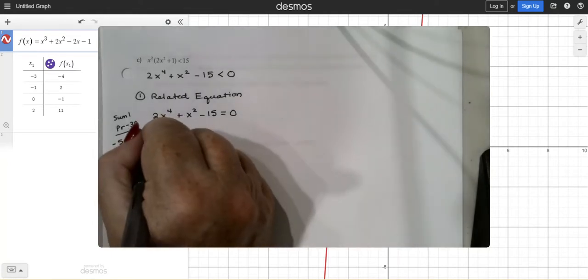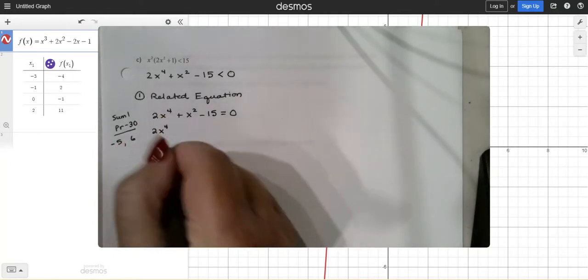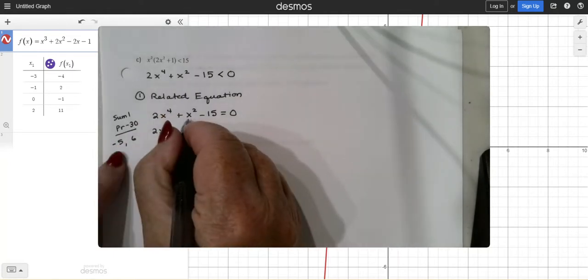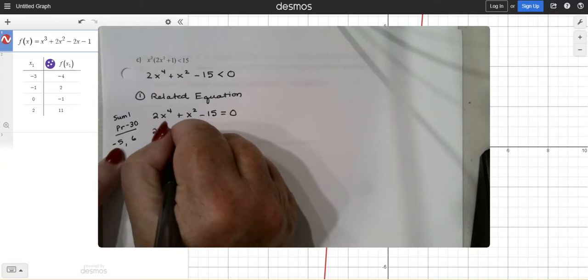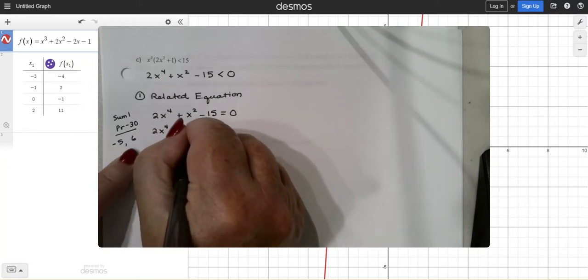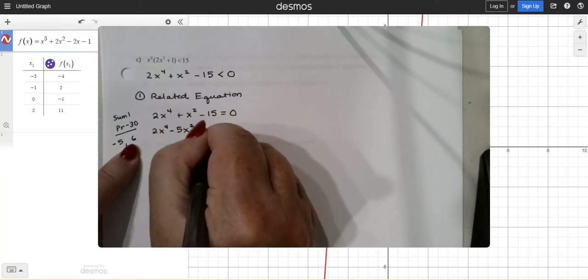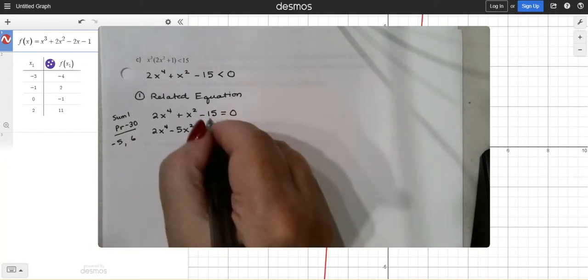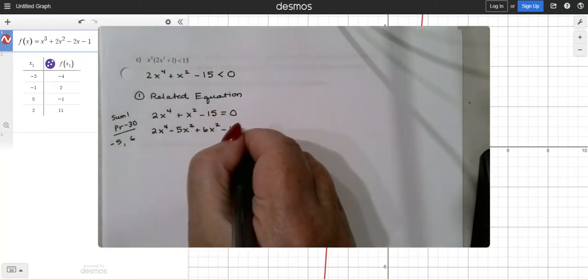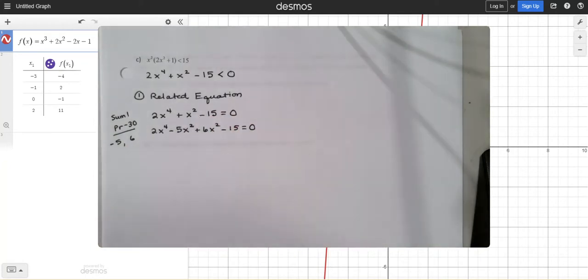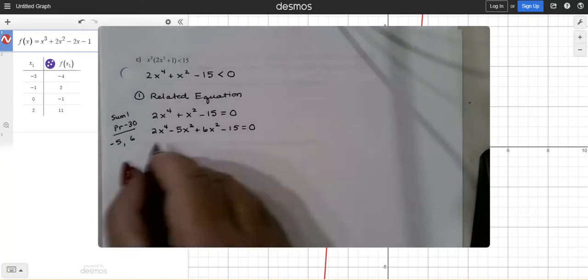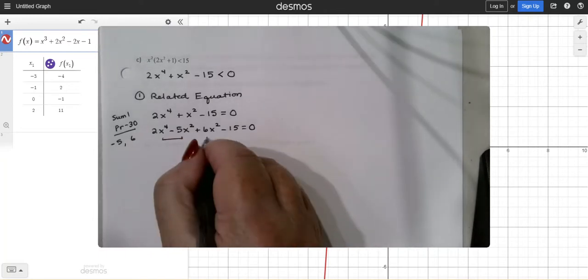So I have this 2x to the 4th. I'm going to break apart my middle term as negative 5x squared plus 6x squared. And then that minus 15. Now I have 4 terms. Now I can do grouping.